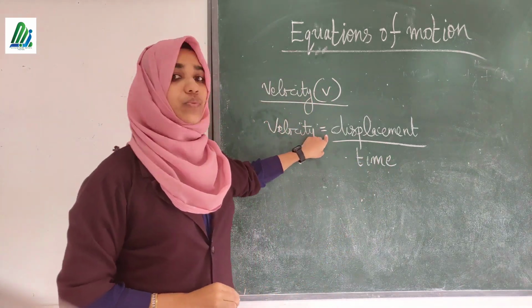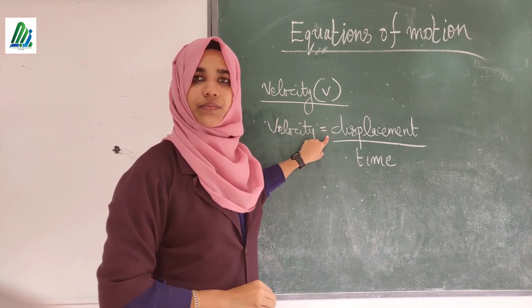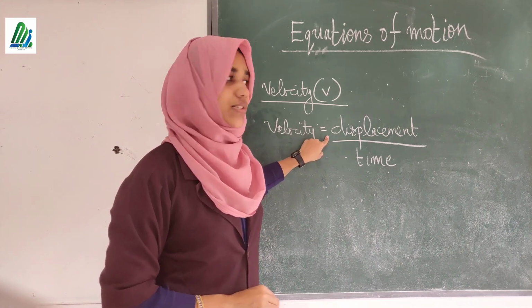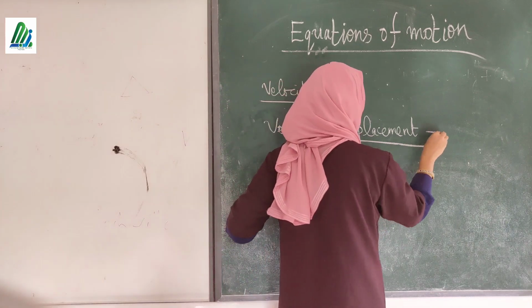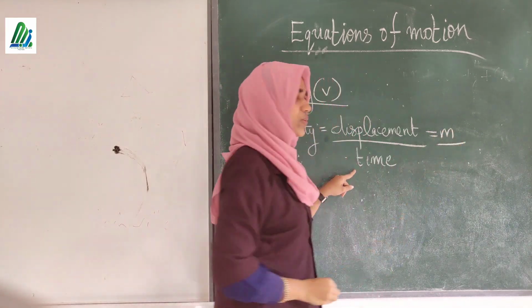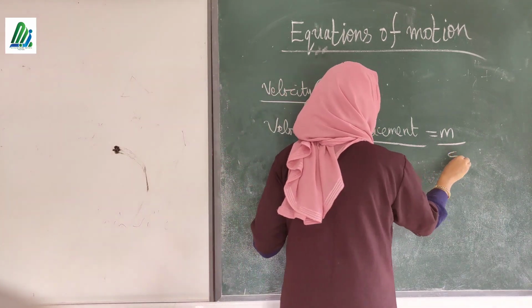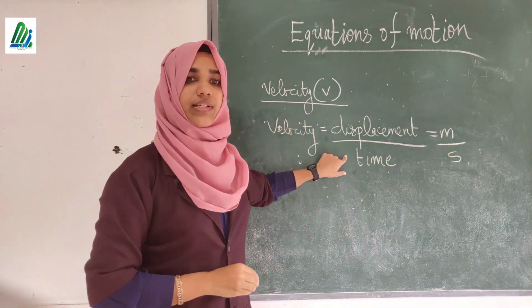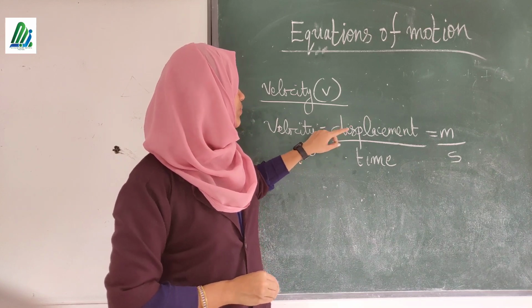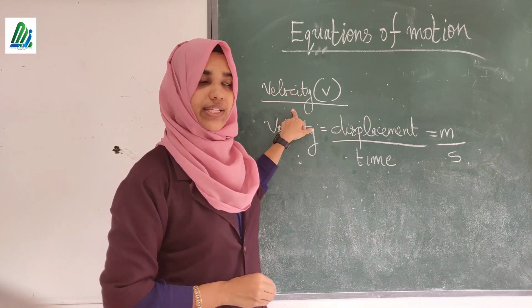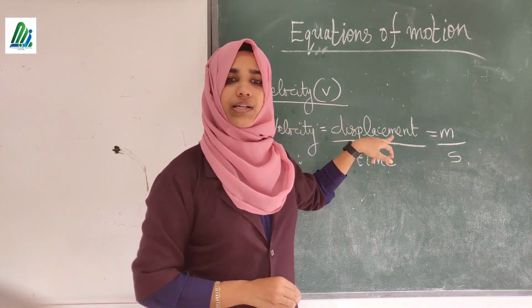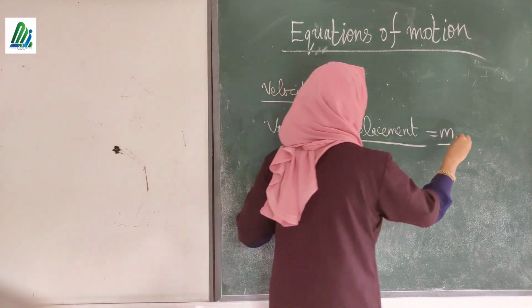Okay, what's the unit of displacement? The unit of displacement is meter. And what's the unit of time? That is second. So we can say the unit of velocity is meter per second.